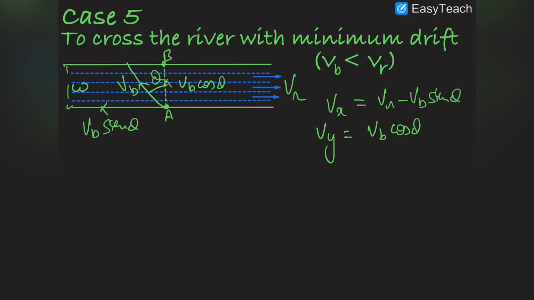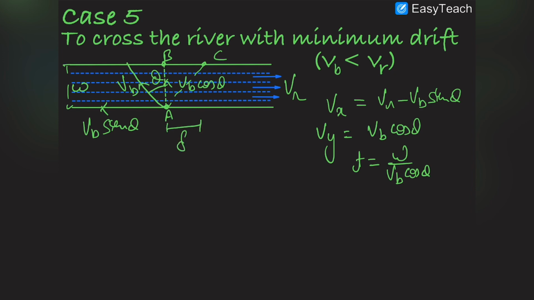Now we have already discussed that the time this boat would take to cross the river depends on the y motion only, and in the y direction you can see that the distance which this boat has to travel to cross the river is W. So the time would be W upon Vy, which is VB cos theta. Now this is the time which this boat would take to cross the river, and obviously due to the effect of river velocity, this boat would reach at this point, which is at a distance of del.